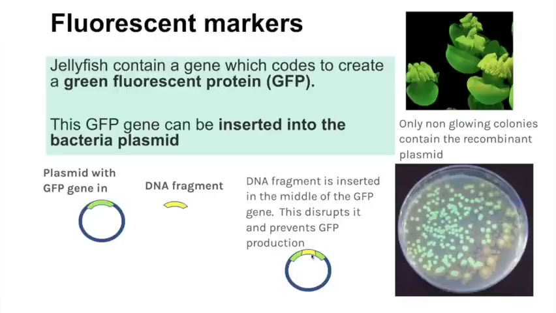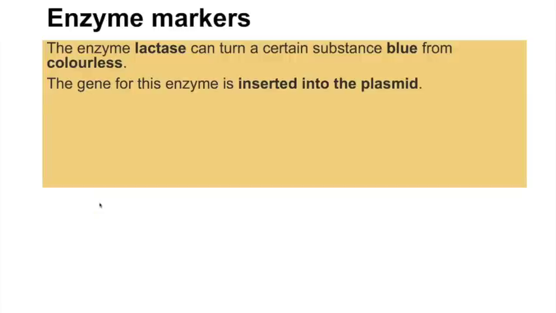So that's what we're looking for: when we grow the bacteria, all of these colonies which are not bright green must have the gene disrupted by the DNA fragment. So the ones that are not glowing are the bacteria of interest. The ones that are glowing have the original plasmid with the gene still intact, so the DNA fragment didn't successfully get taken up.